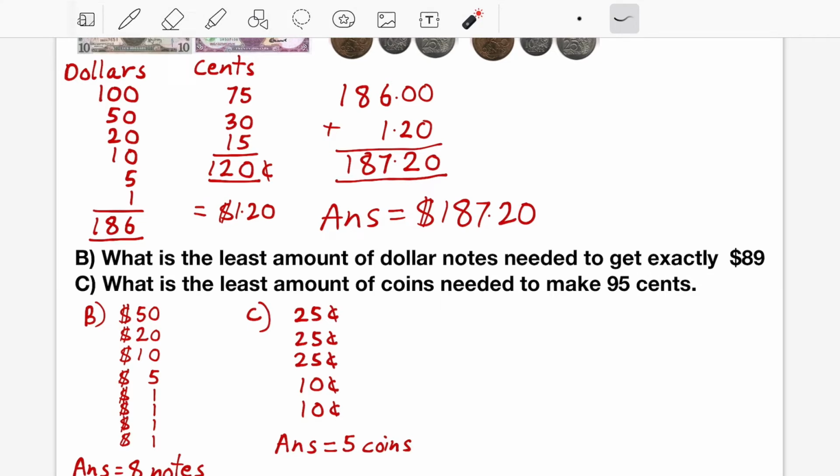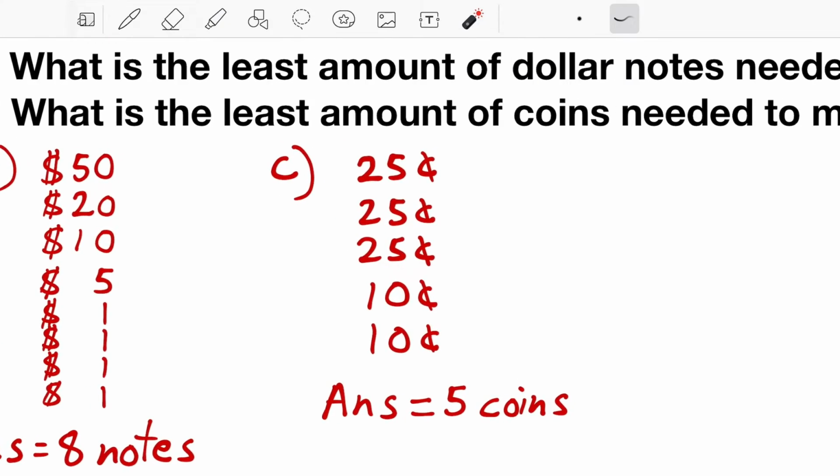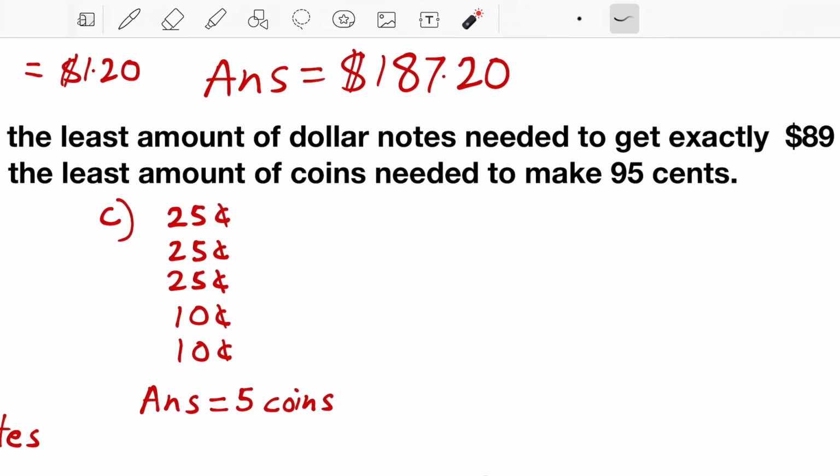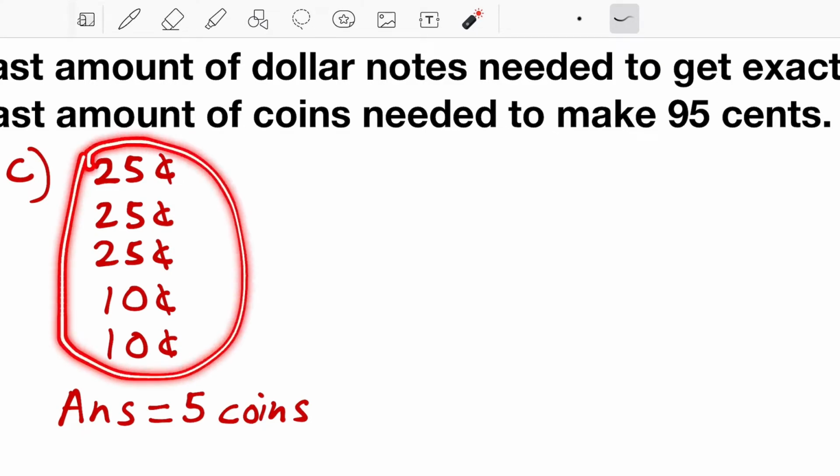What is the least amount of dollar notes needed to get exactly $89? So we'll use a $50 note, a $20 note, $10, $5, and 4 $1 notes. So in total, that's 1, 2, 3, 4, 5, 6, 7, 8 notes. And what is the least amount of coins needed to make 95 cents? The 25, 50, 75, 85, 95. So that's 5 individual coins.